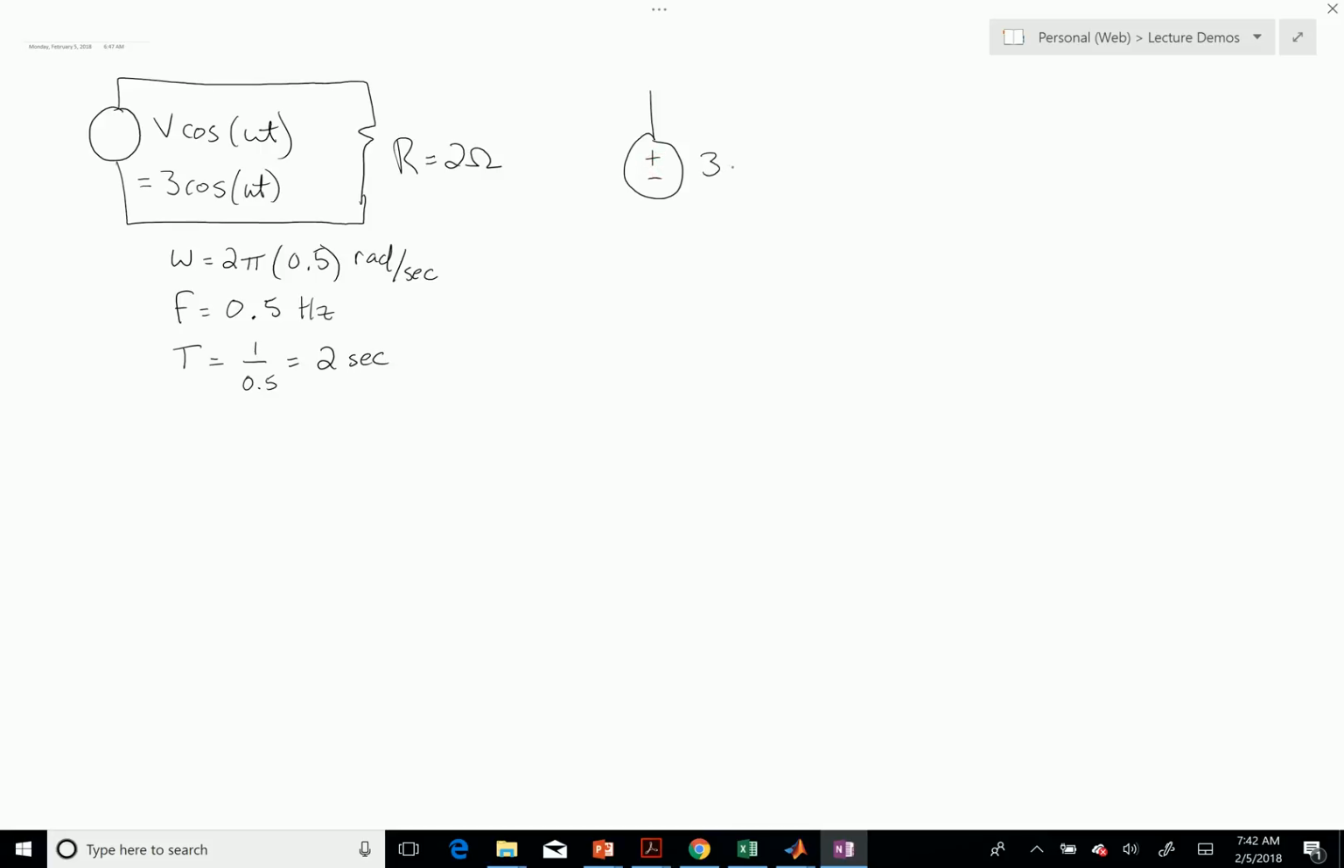I can write this guy as 3 cosine 2 pi 0.5 t, or I can write this as the real part of 3 e to the j 0 degrees e to the j 2 pi 0.5 t, like that. Okay?